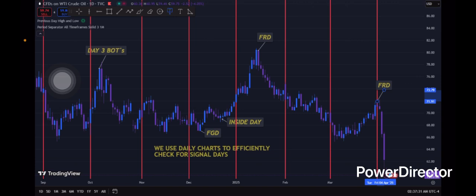Okay. Now the last reason, and maybe the best reason we use the daily charts, okay? We're trading Stacy Burke's work. We know from the playbook we have several different signal days that alert us to a potential trading opportunity the next day. Now, if we have a basket of instruments, so you got 10, 15, 20 different instruments in your watch list, you can use the daily charts to very easily and efficiently check for signal days.